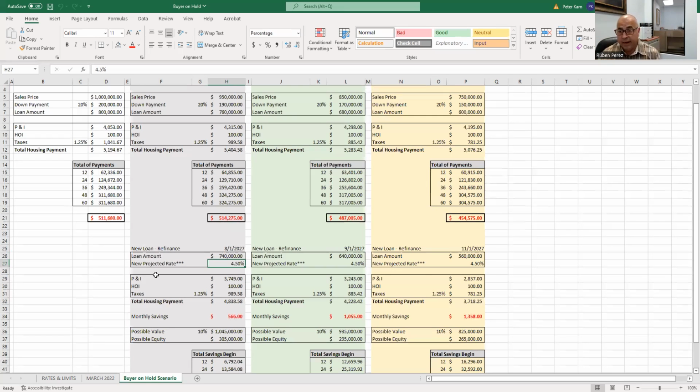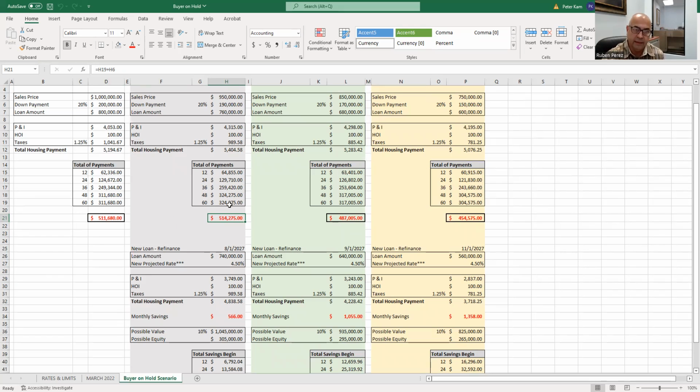I mean, it could be 3.5. We don't know, or it could stay in the 5s or in the 4s. But this is just to give an example. But even without refinancing, you see this. It's not that big of a difference. 511 to 514. Obviously, they're going to be paying $200 more.